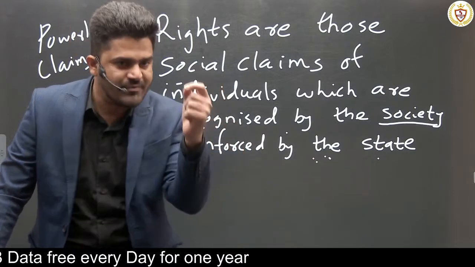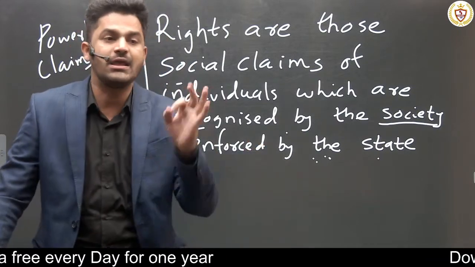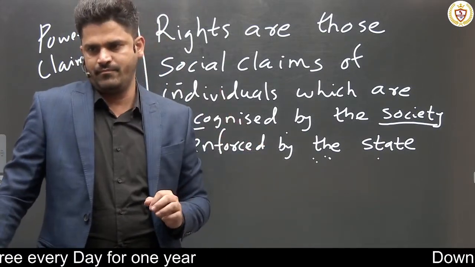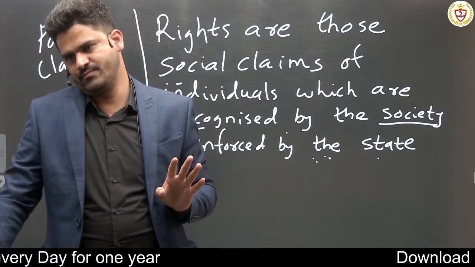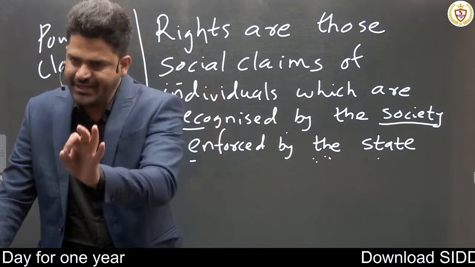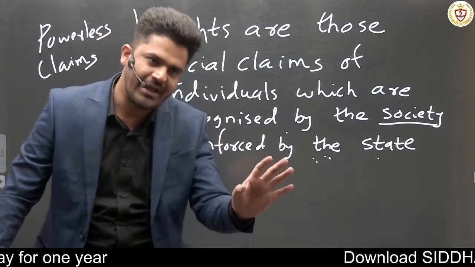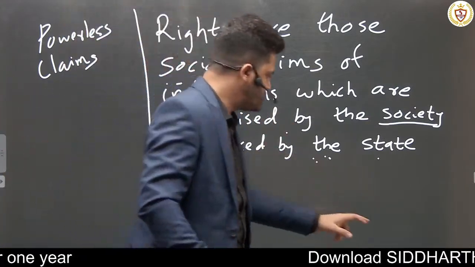So recognition of the society as well as enforcement by the state, both are equally important. Both are complementary and supplementary of each other. So any social claim, in order to be called rights, must be recognized by the society and enforced by the state. Got it clear? No confusion? Great, very good.